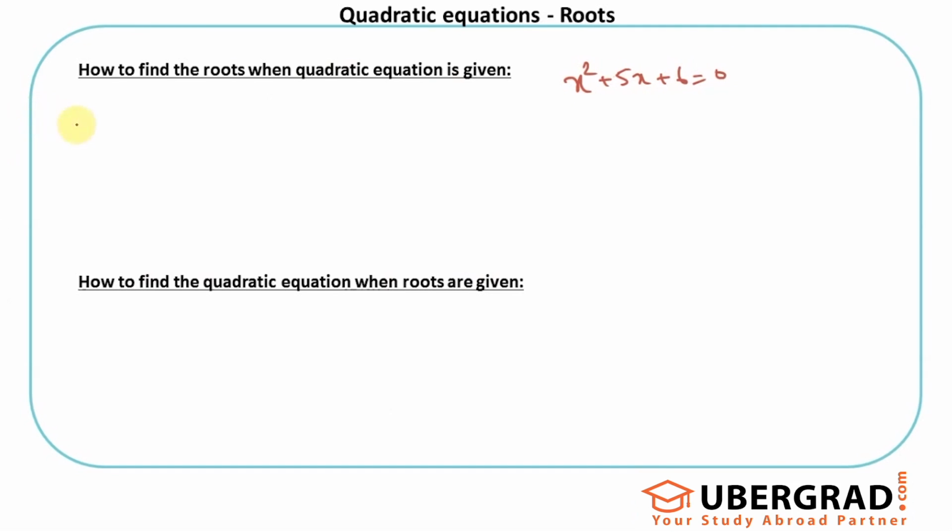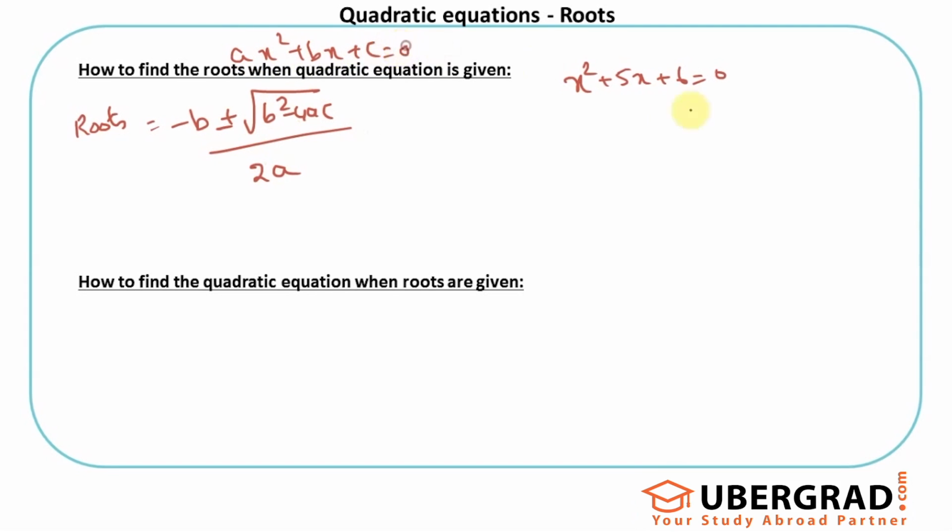The roots are minus b plus or minus square root of b square minus 4ac by 2a. You know, that is for the expression ax square plus bx plus c equals 0. In this case, what is a? a is 1, 1x square, b is 5 and c is 6. So minus 5 plus or minus, see, plus is one root and minus is another root. As I said, we'll have two roots, that's why we'll put plus or minus.